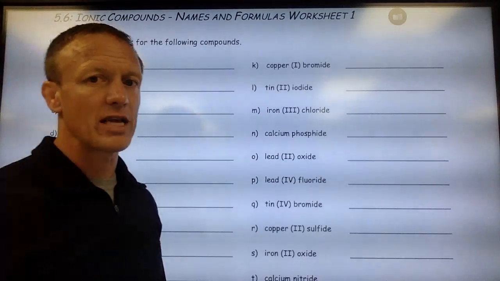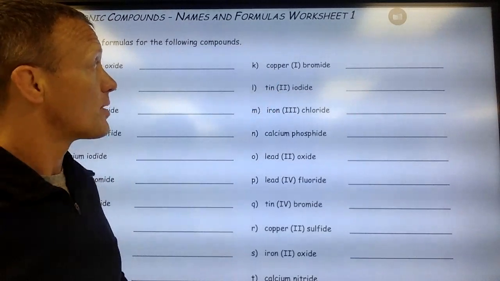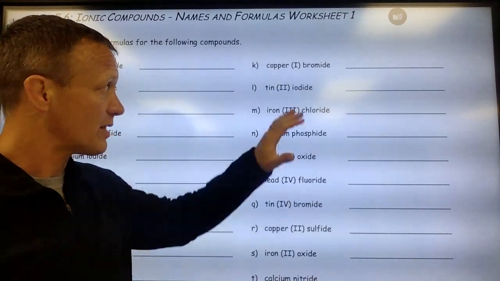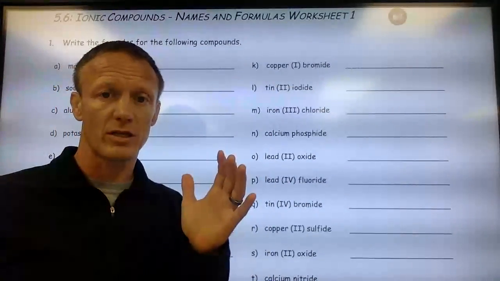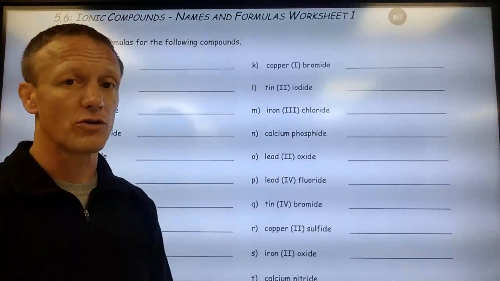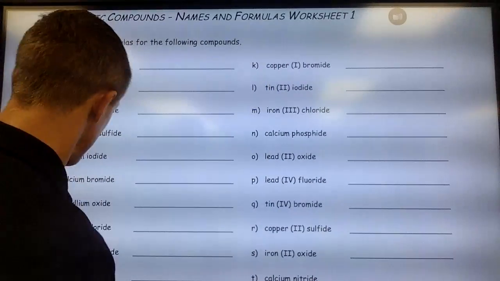So when you see an element in the middle of the table, those form multiple charges, like copper forms 2 different charges, tin forms a couple different charges. So elements in the D block of the table, the transition elements, and tin and lead. Whenever you have those, there will be a Roman numeral telling you the charge. That Roman numeral does not tell you how many atoms there are, it tells you the charge on copper.